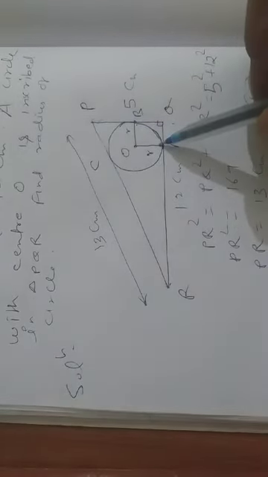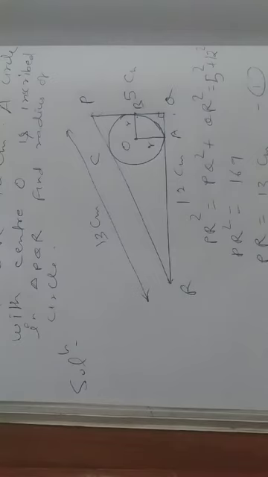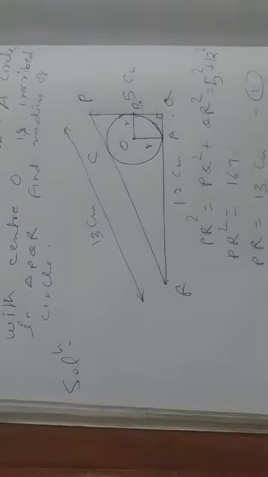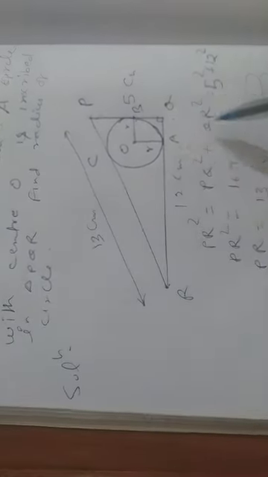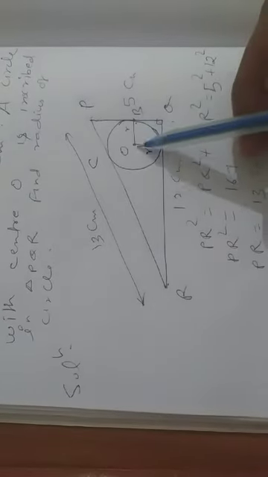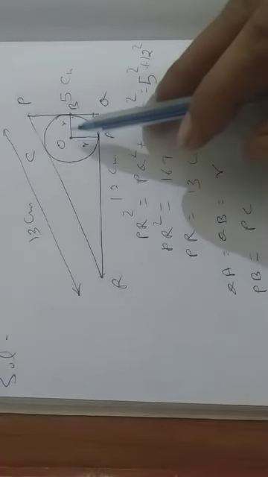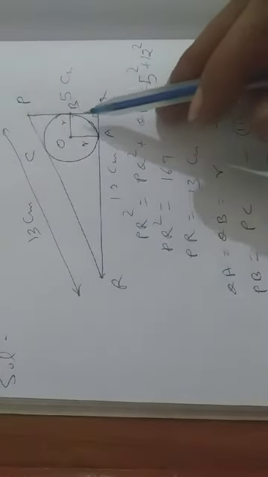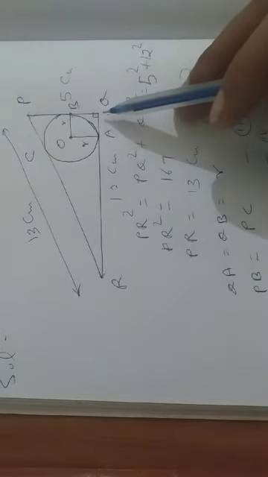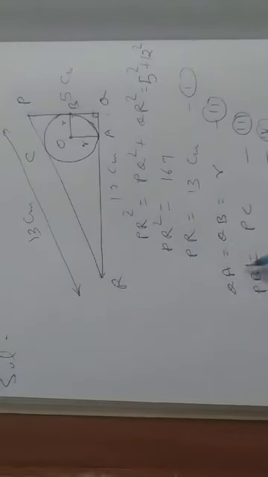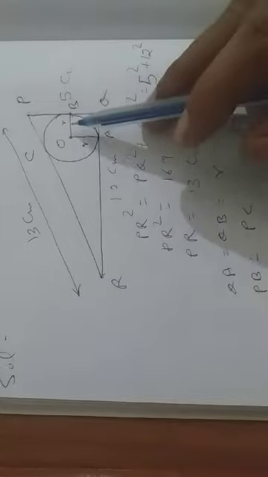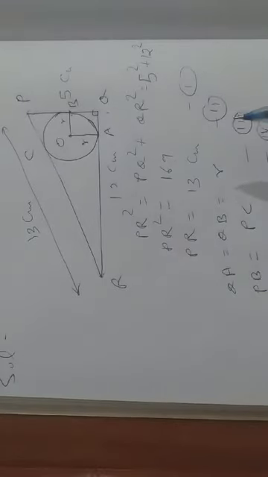Now dear students, OB and OA will be equal to the radius of this circle. Therefore we write OB is equal to OA is equal to the radius of the circle. Therefore QB is equal to QA. QA is equal to QB, which is also equal to the radius of the circle.